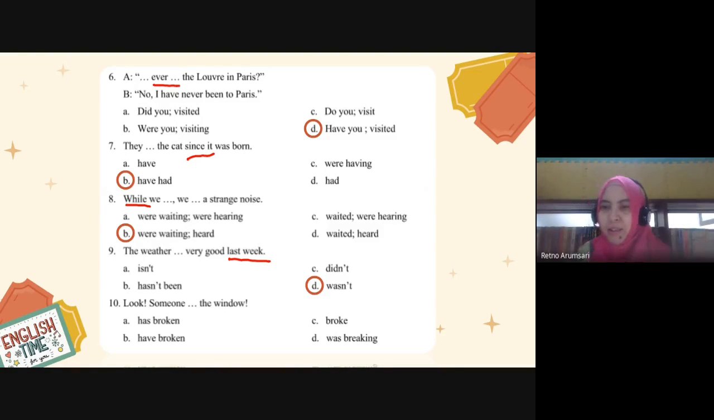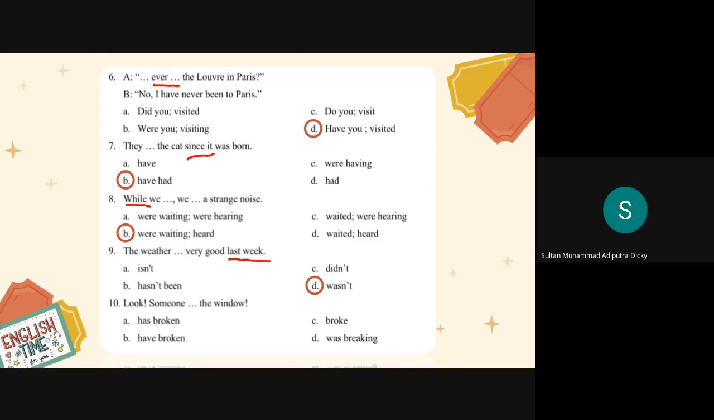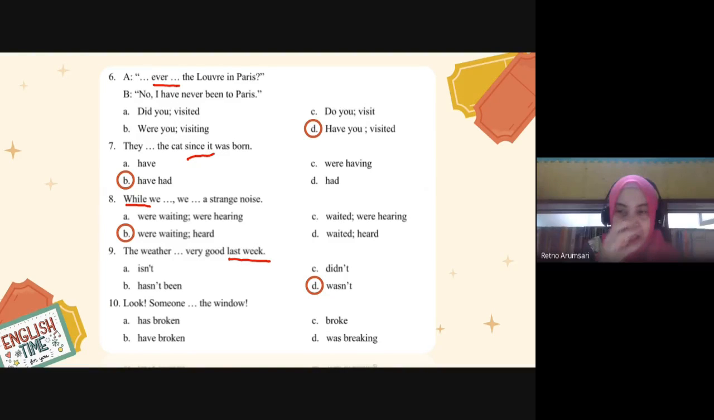Next, let's go to Nara. Miss, can I go to the toilet? Yes, Sultan.